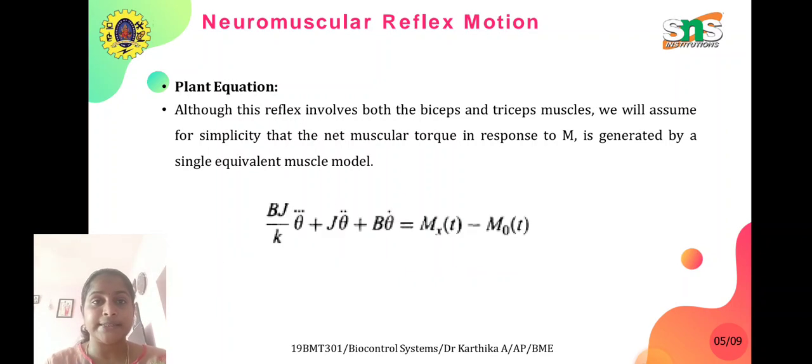Here see the plant equation. Although this reflex involves both the biceps and triceps muscles, we will assume for simplicity that the net muscular torque in response to M is generated by a single equivalent muscle model. So the equation becomes (BJ by K) theta triple dot plus J theta double dot plus B theta dot. Here the dots in theta represent the differential equation orders, which is equal to mx of t minus m0 of t. M0 is the output of the muscle system. Initially we have 0 as well as finite states. Here mx of t minus m0 of t.